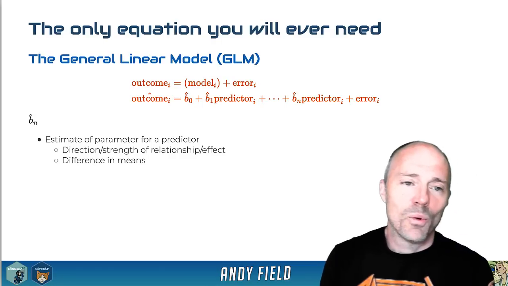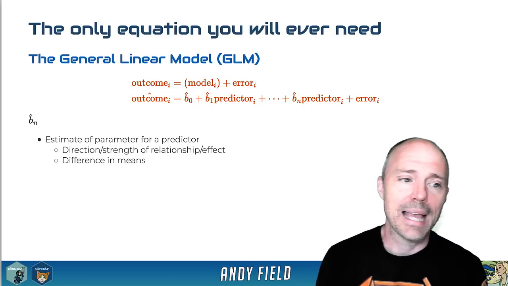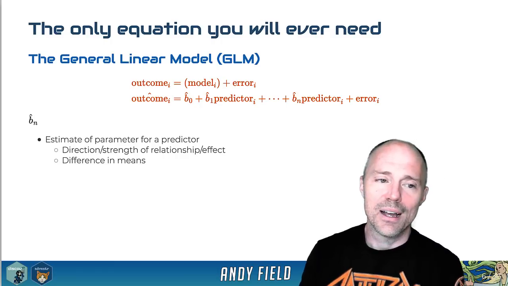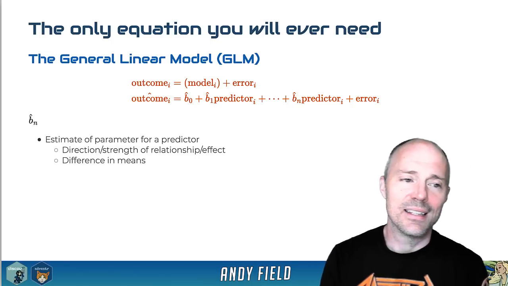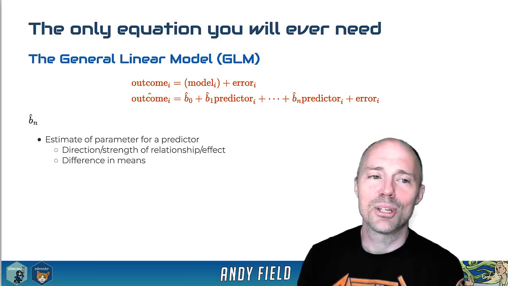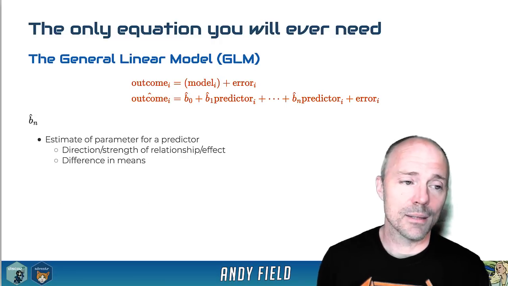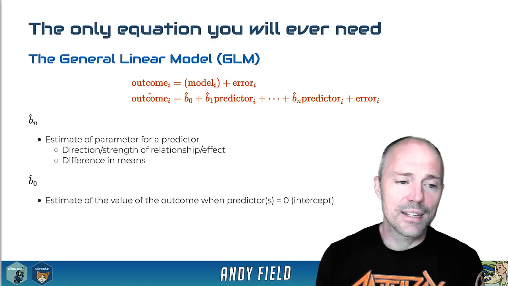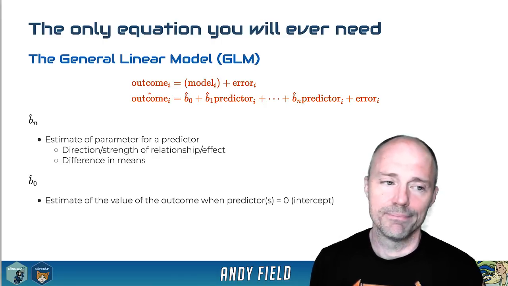We talked a little bit about what these Bs represent. So we saw that a beta attached to a predictor, which I've denoted here by beta n, or bn I should say, is an estimate of the parameter for a particular predictor. So it's the direction and strength of the effect that that predictor had, or the relationship between that predictor and the outcome. And that can also represent difference in means, as we will see in subsequent lectures. And we often have a beta 0, which is an estimate of the value of the outcome when all of the predictors are 0. And that's sometimes called the intercept.